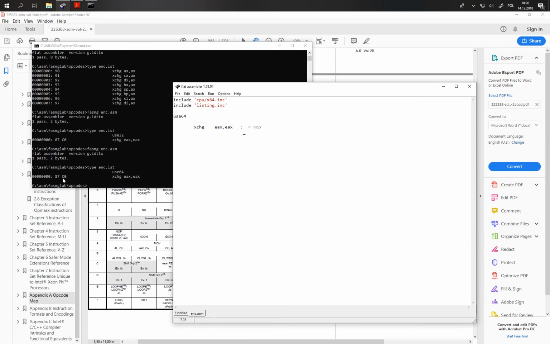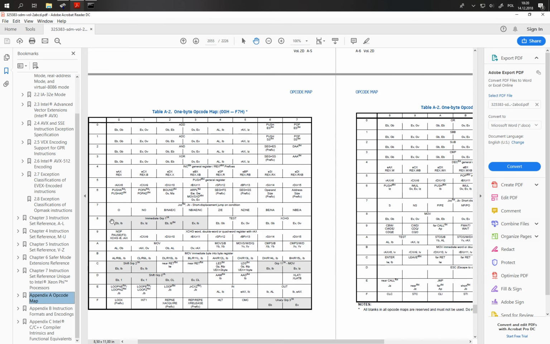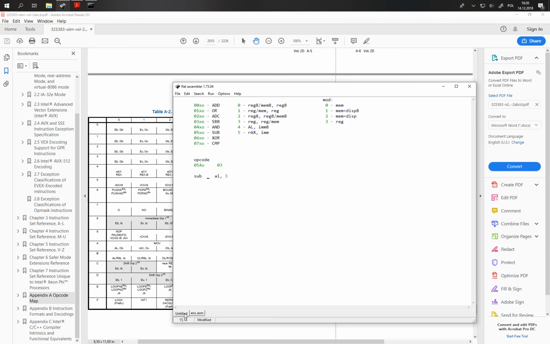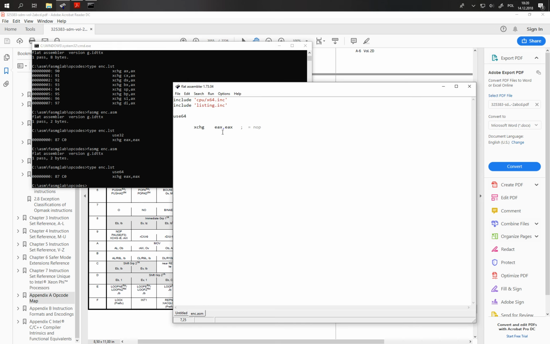Oh, but it is assembled to a different code. Why? Well, because 90 was reserved for NOP, and it is still just NOP even in 64-bit mode. So if you really want to do exchange EAX with EAX in 64-bit mode, long mode, you have to use a longer code. This exchange is a general exchange with register and memory, but as you know, with mod equal to 3, you can change it to exchange register with register. So it is possible to generate the same instruction in this second variant. And in long mode, this instruction can only be assembled to this long form, because the short form 90 is no longer this instruction, it is just NOP.